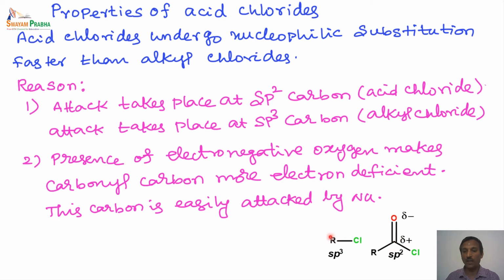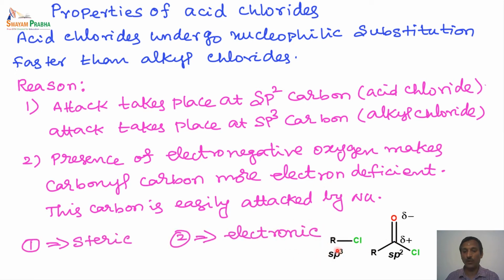Whereas in the case of alkyl halides, there is only one halogen present, so it can only pull to a certain extent. Even though it can make this R group a little bit electrophilic in nature, unfortunately the acid chloride's carbonyl carbon is much more electron deficient. So these are the two reasons.